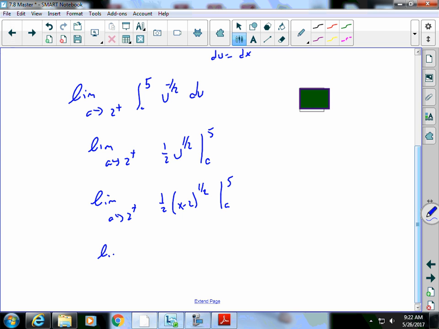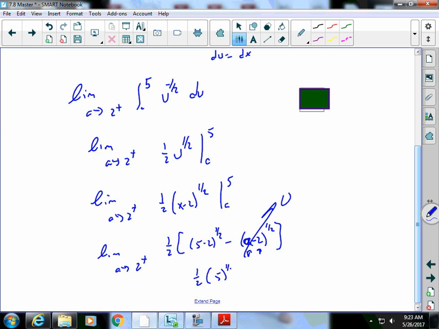And now let's evaluate this. The limit as a approaches 2 from the right, 2 times 5 minus 2 to the 1 half, minus a minus 2 to the 1 half. Now remember, we're approaching from the right, so a is a little larger than that 2 that I'm subtracting. So it's always going to be positive, and I can take the square root of any positive number. It's going to approach 0, so this whole thing's going to go to 0. So it's 2 times 5 minus 2 to the half.